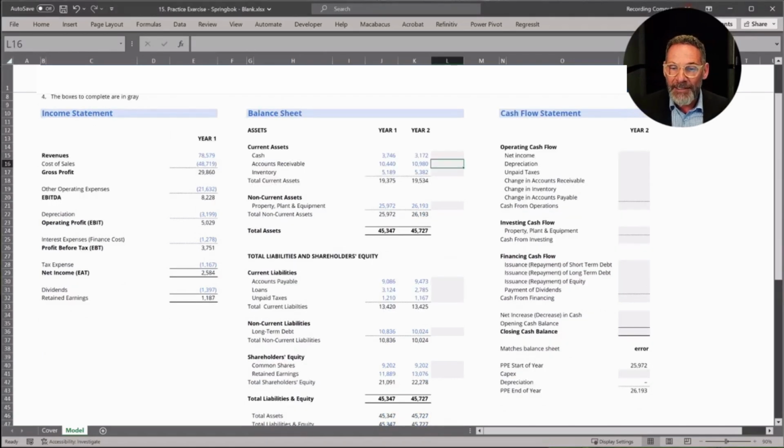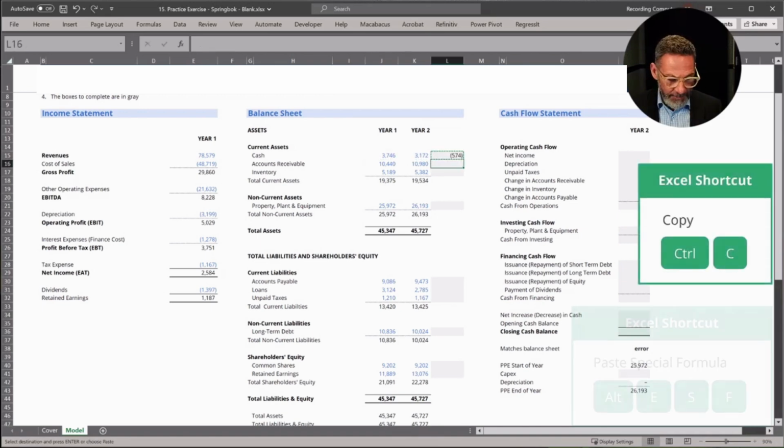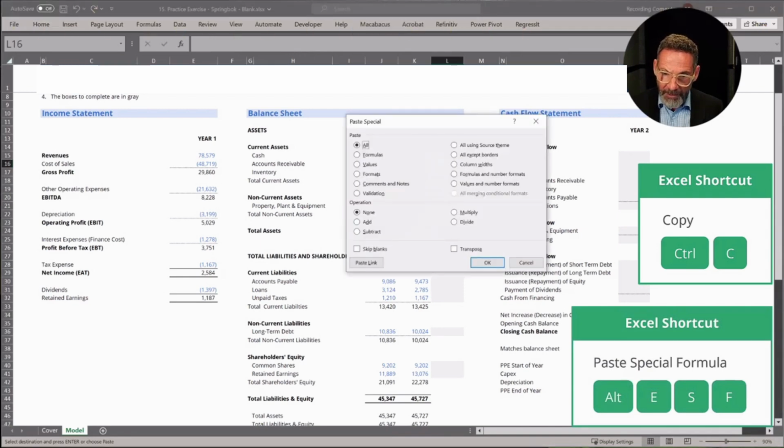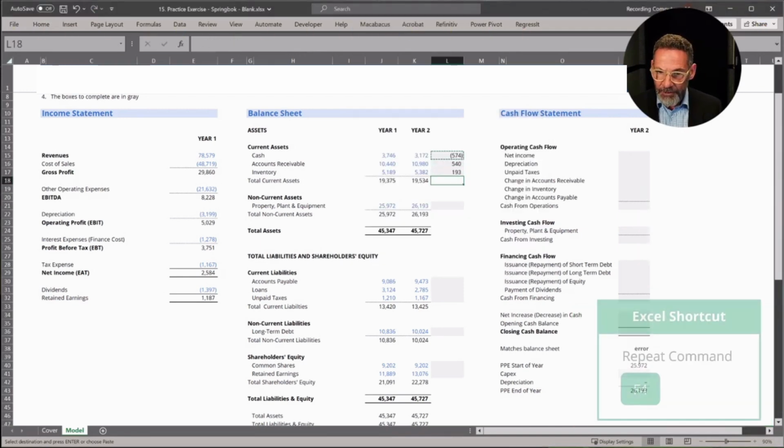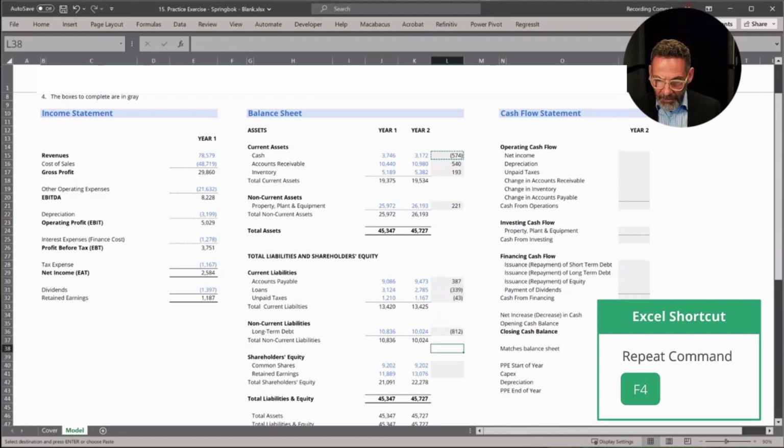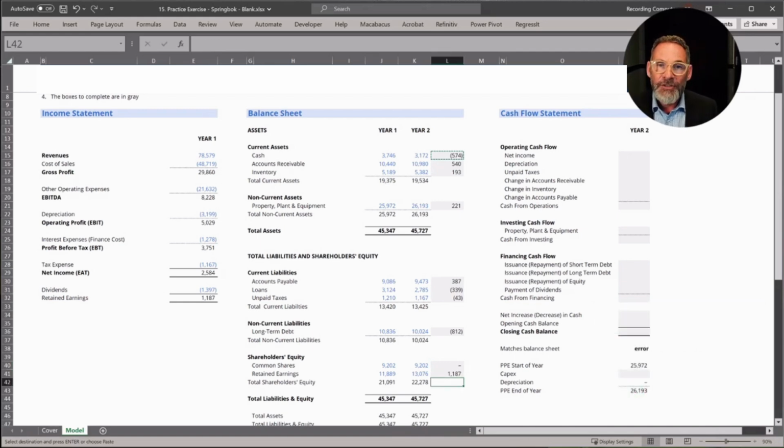I typically like to calculate the differences first. And I'm just going to go year 2 minus year 1. I'm going to go Control C and paste special. Here's the formulas. And then I'm hitting F4 to repeat. And I'm just going to quickly go down all the line items, or the accounts, on the balance sheet. That just is going to save me some time. I still have to make sure I get some of my signs, the negative and positive, the cash inflow and outflow, the right way. But now let's build that cash flow statement starting with net income.